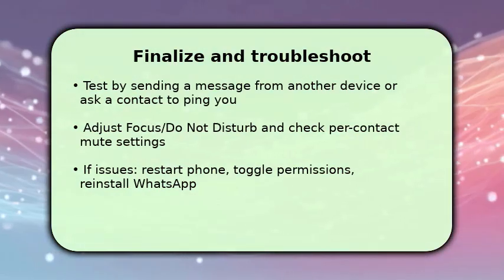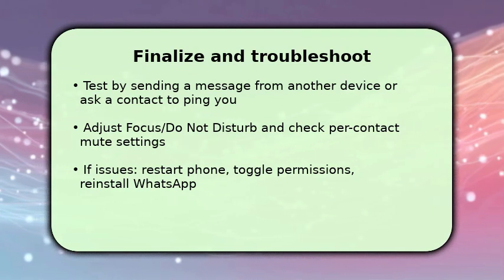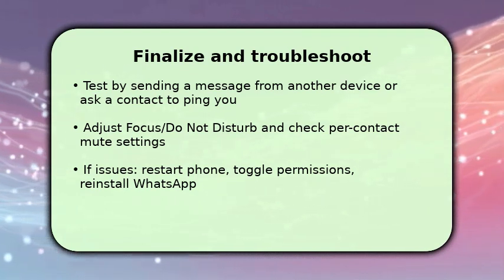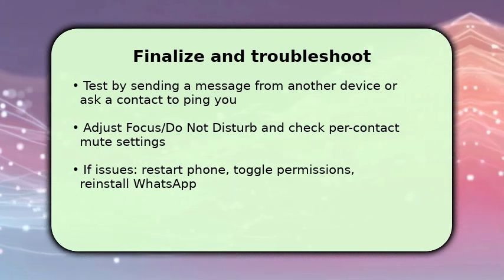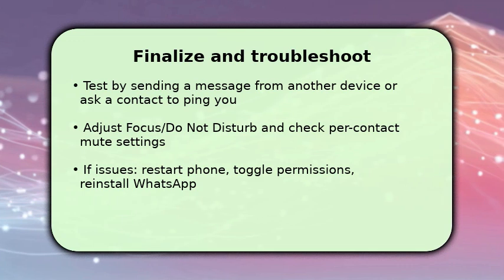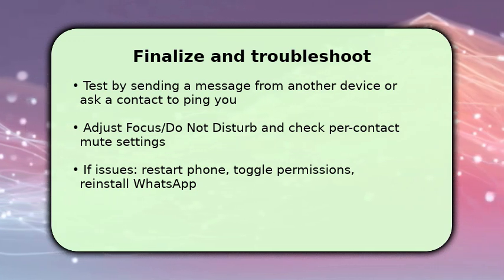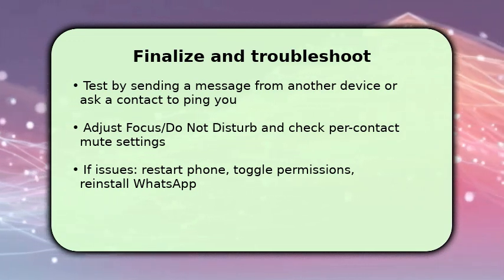Finish by testing and fixing problems quickly. Send a test message from another device or ask a friend to ping you, and confirm the banner, sound, and badge appear. If you don't see alerts, check Focus or Do Not Disturb. Make sure WhatsApp is allowed as a permitted app.